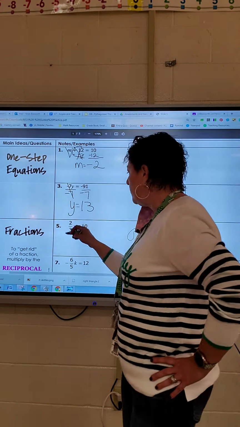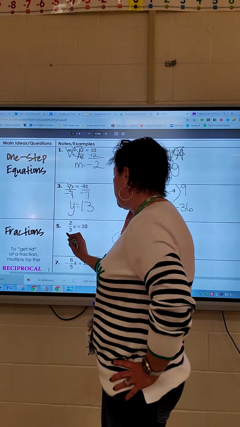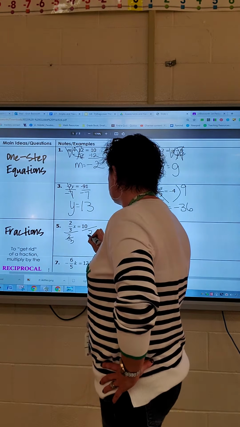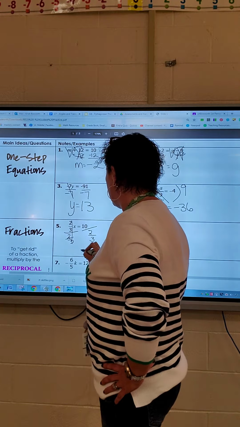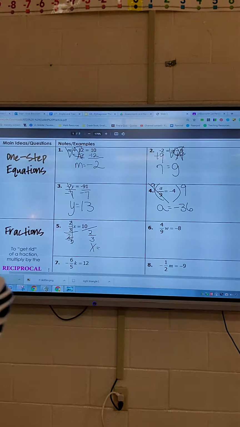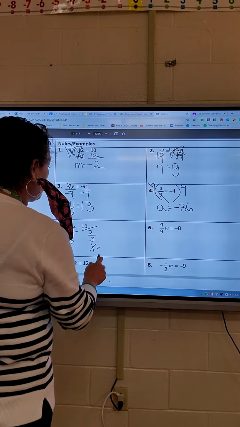All right. So 2/3 times x means I'm going to divide both sides by 2/3. And x equals, and so in your calculators you put 10 divided by 2/3. Do what? 15. Okay. So x equals 15.